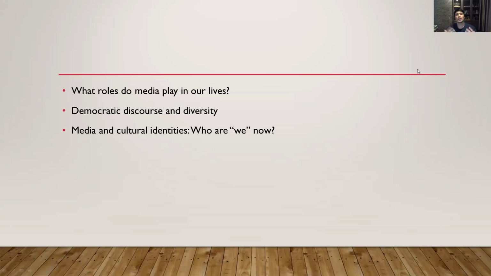There are a lot of words that are associated with democratic discourse and diversity. Well, I think the first word that would come to mind would be freedom of speech, like you have freedom to say anything that you want to say. And the last topic that we'll be covering is what we call media and cultural identity. So we'll be looking at who we are right now in the world of media.